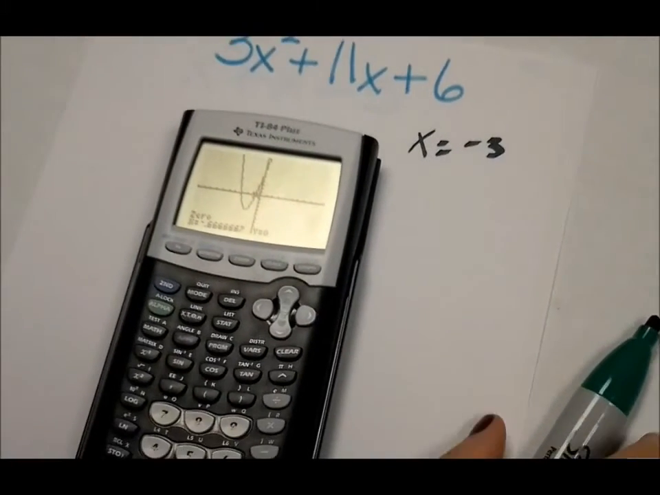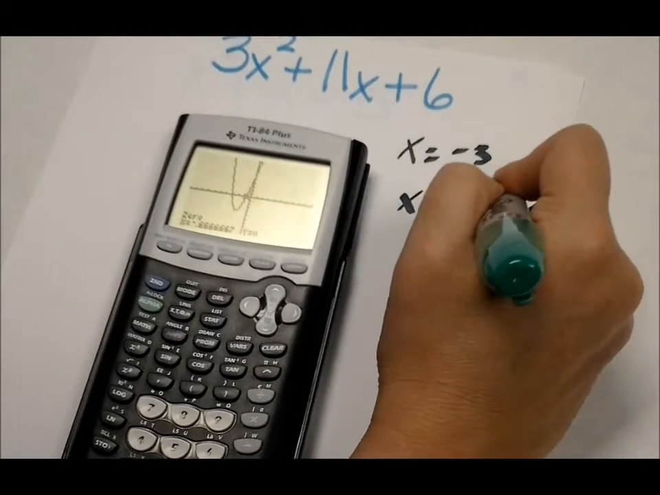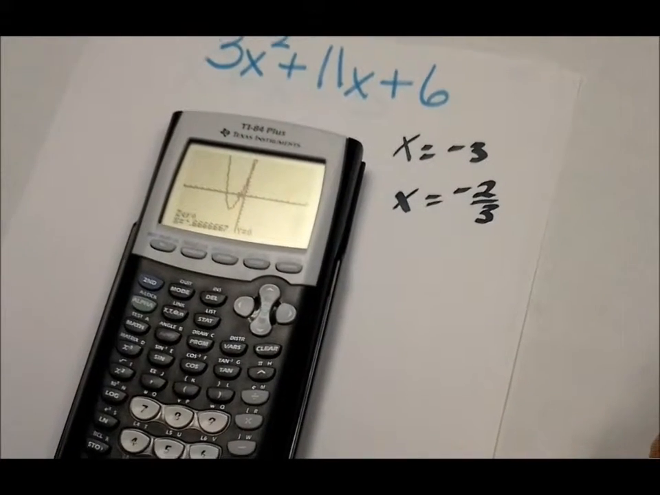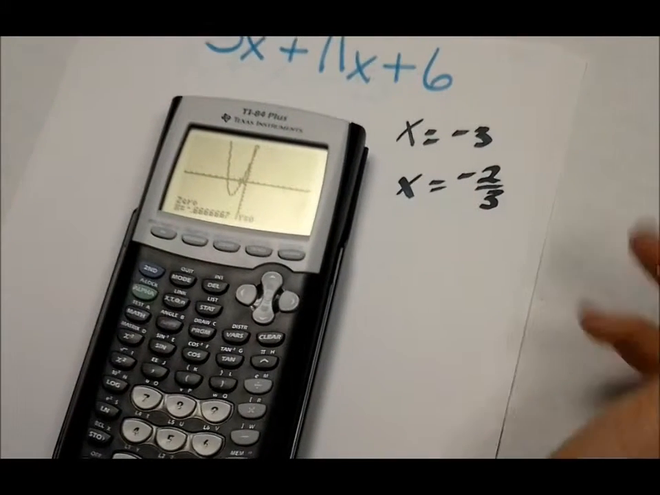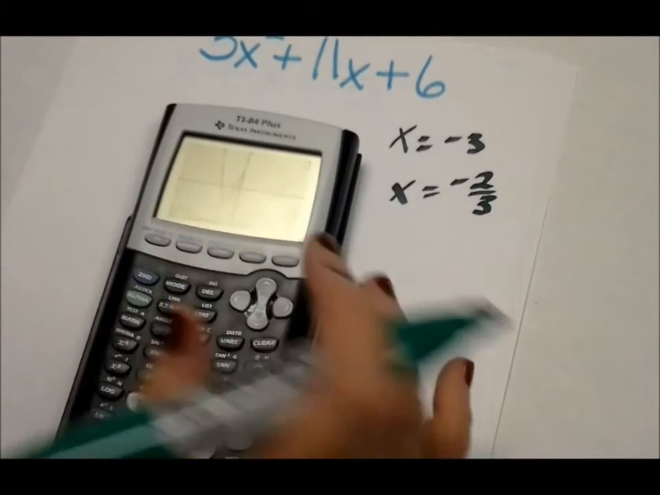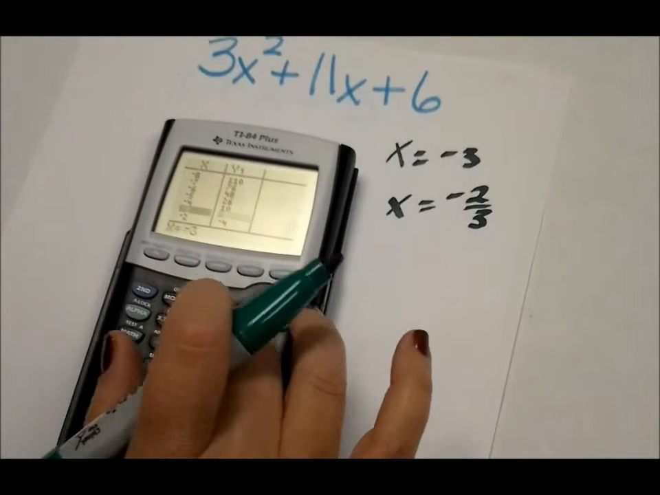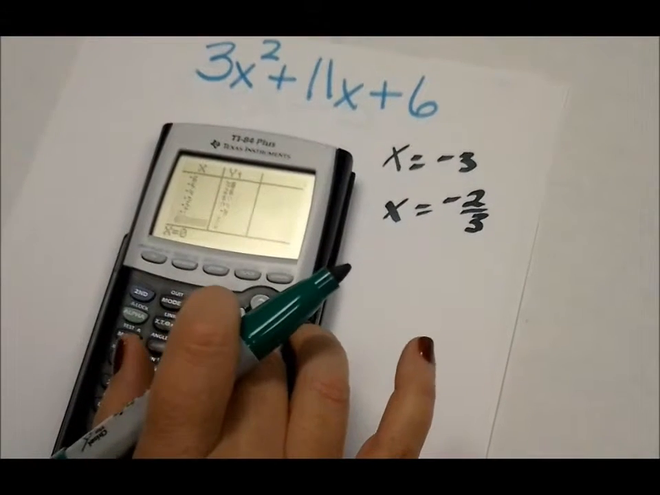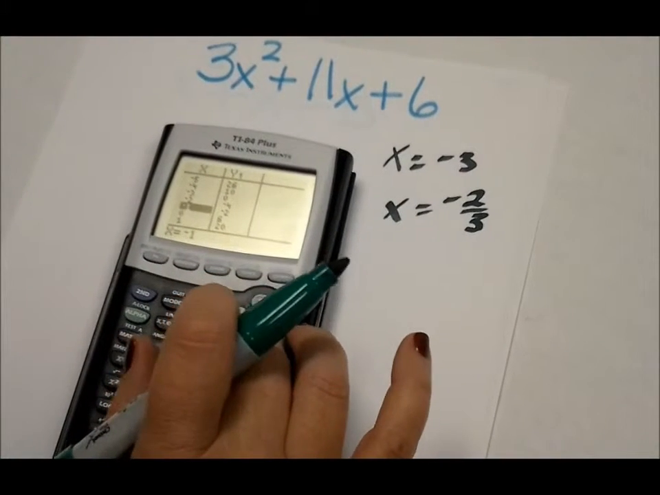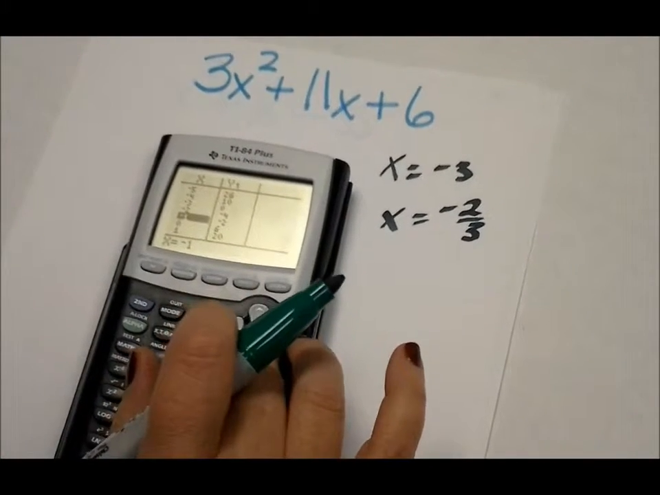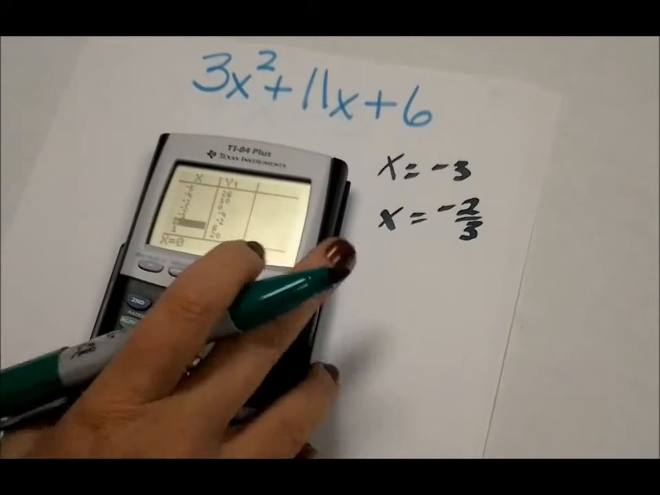and it tells me my 0 is negative 0.66667, which means I know it's negative 2/3. That should be a decimal representation that the students should know as one of our benchmark decimals. If I go to the table, I will notice that at negative 3 I'm at 0, and between 0 and negative 1 something happens because I go from a negative 2 to a positive 6. I'm not going to see it on the table because it's a fractional representation.